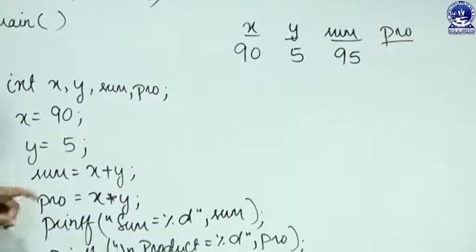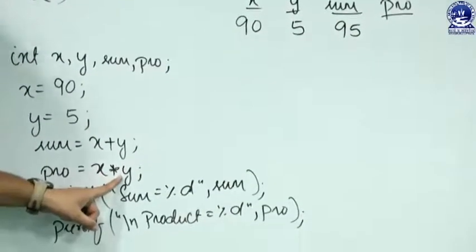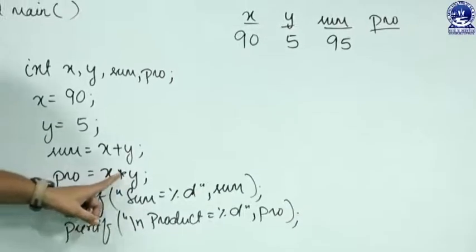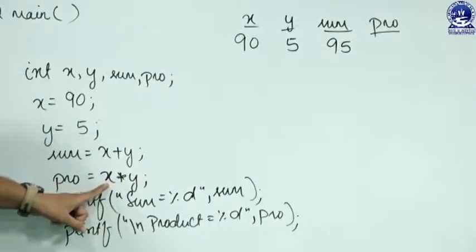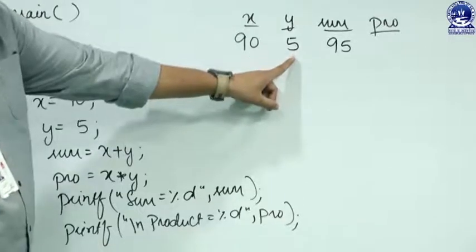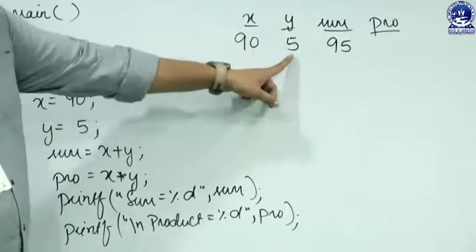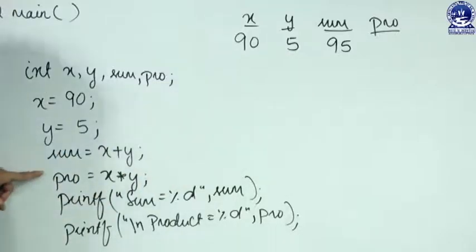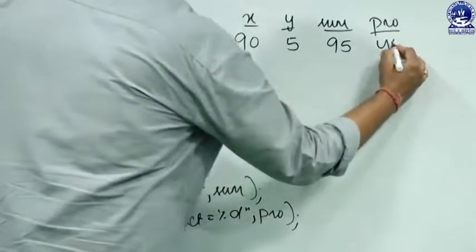In the next line you can see x into y. So, x is multiplied with y. The value of x is 90 and it is getting multiplied with the value of y, that is 5. So, 90 into 5, that is 450, will be stored in pro.